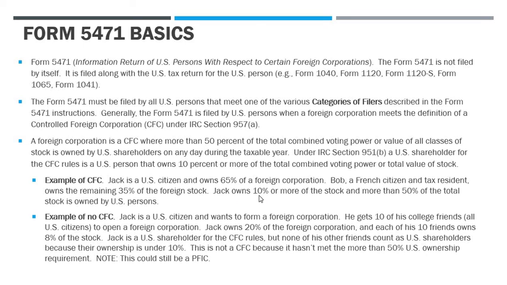Now, Jack, because he owns 10% or more of the stock, first qualifies as a U.S. person, right? So that's very important. We have to track who the U.S. persons are. And then if we look at the overall ownership, it's got to be more than 50% of the total stock owned by those U.S. persons. So in this example, you would have a CFC.